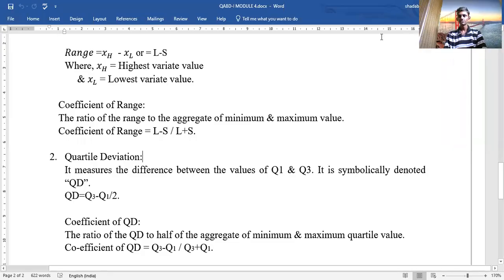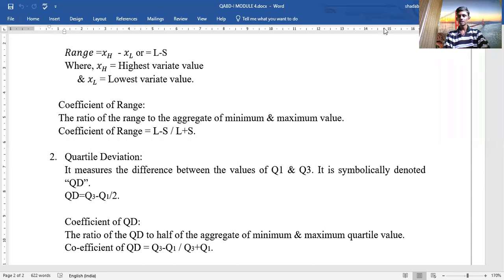Hi students. In today's class, we will discuss one of the types of measure of dispersion, that is quartile deviation. In previous classes, we have learned range. In today's class, we will move forward and discuss quartile deviation.